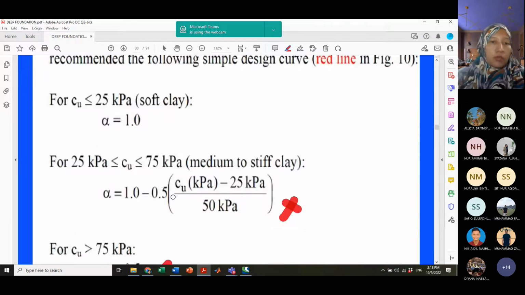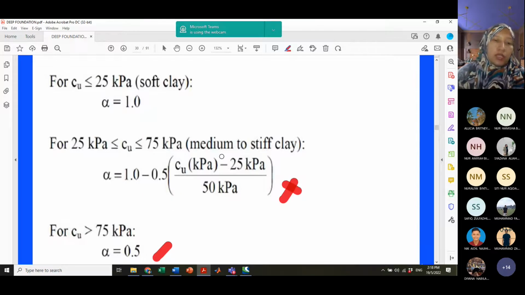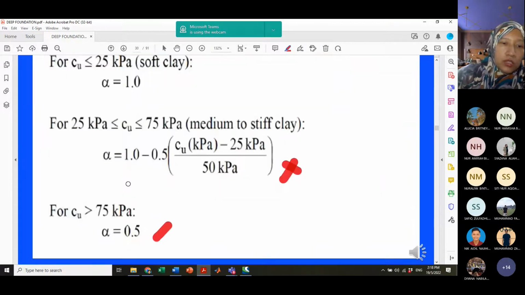Ataupun alpha can be determined from these simple empirical equations. For example, kalau you ada undrained condition less than 25 kPa, so it is recommended alpha sama dengan 1.0. Ataupun undrained condition in range 25 to 75, this is how supposedly you calculate the alpha. Or you can have the CU more than 75, so that alpha is 0.5.